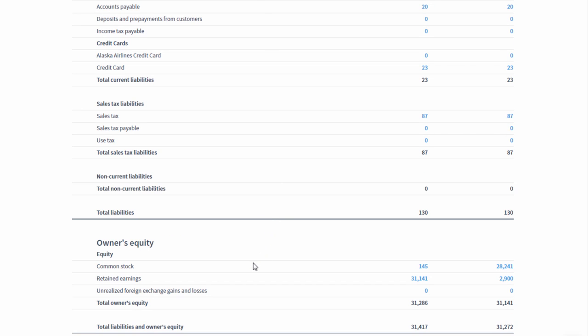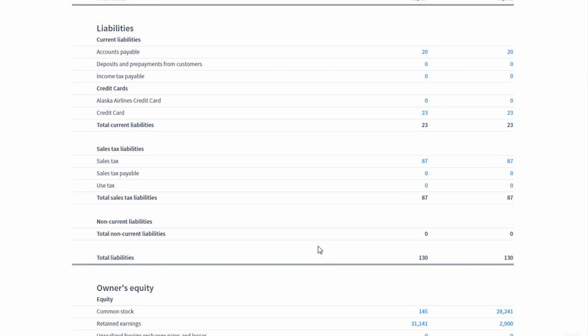Finally, the last section of the balance sheet describes the difference between the previous two sections, assets and liabilities. The main reason it's called the balance sheet is that assets minus liabilities always equals owner's equity, so it's always balanced. Looking at the total of all your equity accounts is one way to estimate the value of your business.